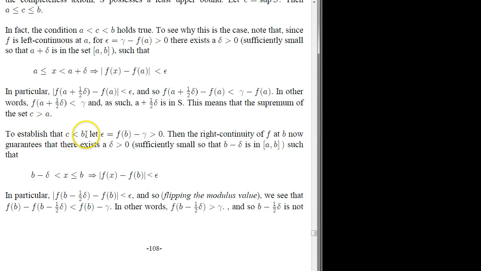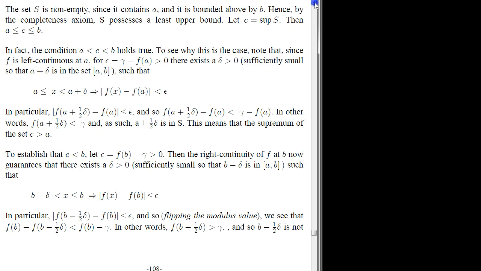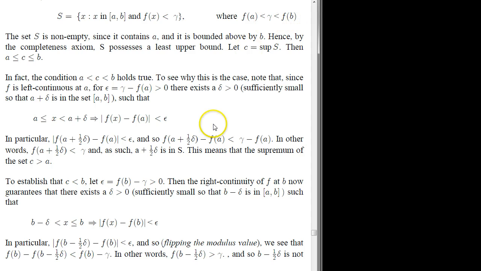To establish that C is less than B, which we also need to show, let epsilon equal f of B minus gamma. Now if we look back up, f of B minus gamma is positive, so this is positive. Then the right continuity of f at B guarantees there exists a delta, sufficiently small so that B minus delta is still in AB, such that if x is in here, then the f of x's will obey this inequality. And if you look at B minus half delta, that's clearly in this region here, so it will satisfy this inequality. So this is less than epsilon.